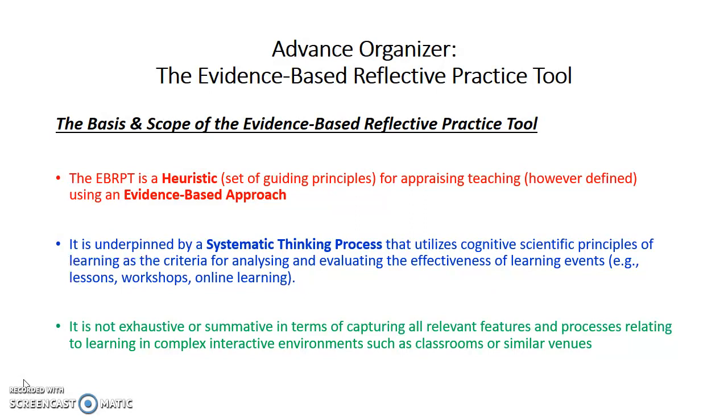Equally, it is underpinned by a systematic thinking process. Again, it must connect to evidence-based stuff, which we're going to see involves something called cognitive scientific principles of learning. And these become the criteria, the framework, the heuristics. And it's about then evaluating the effectiveness of learning events, lessons, workshops, online learning. It covers any type of learning event.